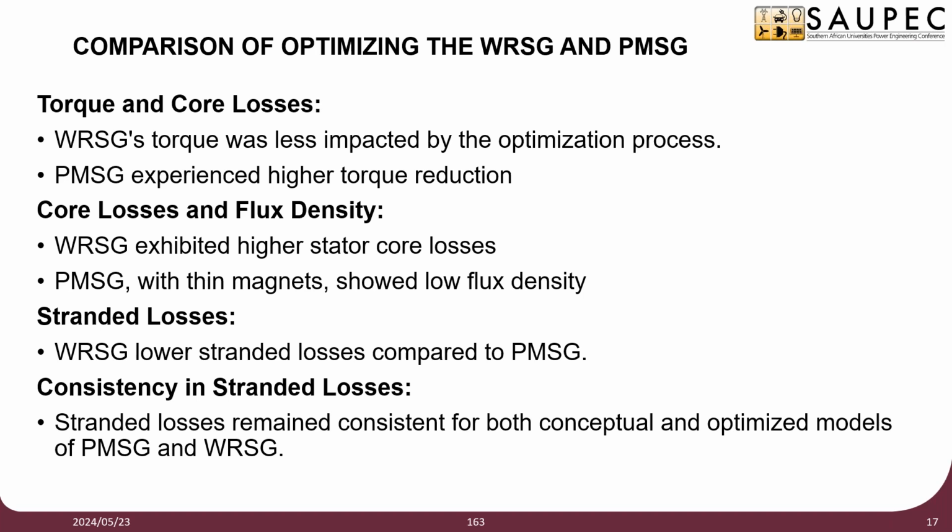The WRSG exhibited significantly lower stranded losses compared to the PMSG. Lower stranded losses can result from either lower current or lower resistance. The WRSG had a larger conductor area, thus lower resistance, resulting in lower stranded losses.